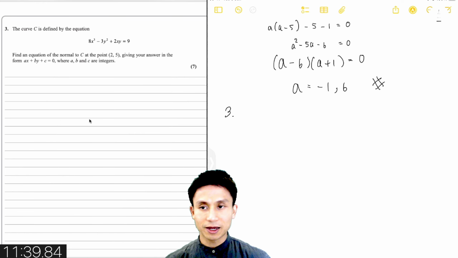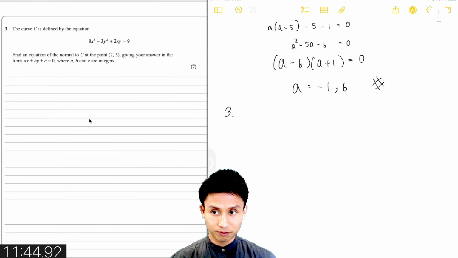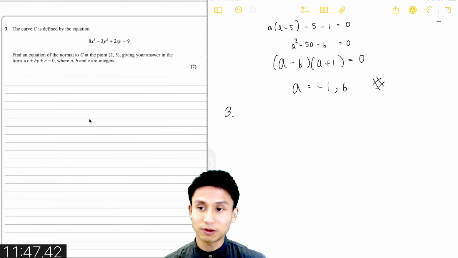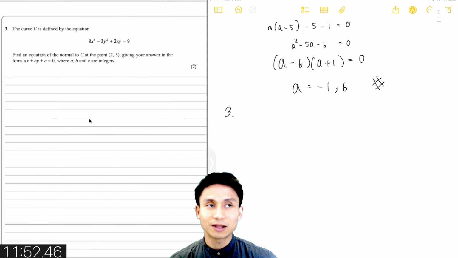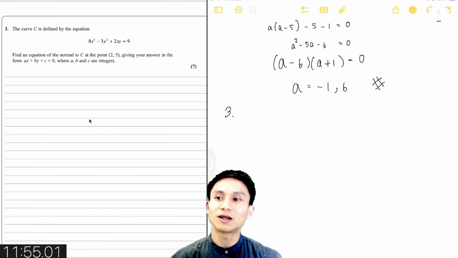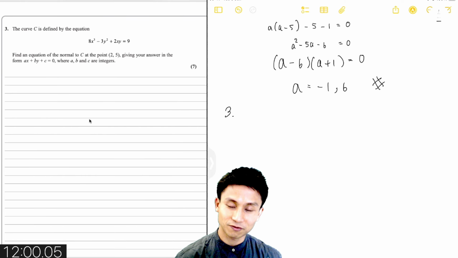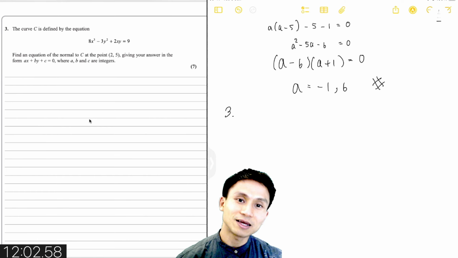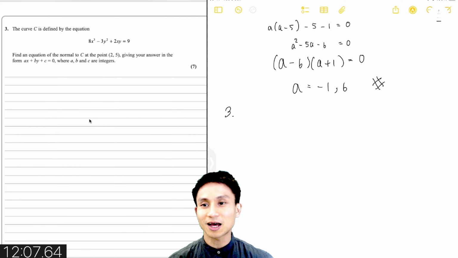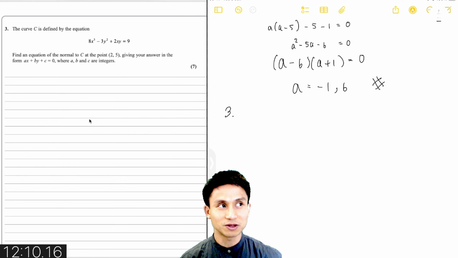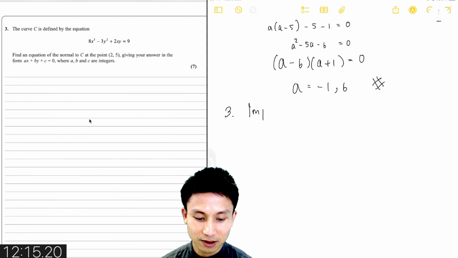Right, so we need to find the equation of normal. That means we need to know the gradient of the normal. But usually the gradient of the normal can be found by knowing the gradient of a tangent to the same point first. And the gradient of the tangent to a point in a curve, we do differentiation to obtain the derivative of the function to find the gradient. And in this case, it seems like we need to do it implicitly because the function is not in a very organized manner to differentiate dy by dx directly. So we do implicit differentiation, guys.